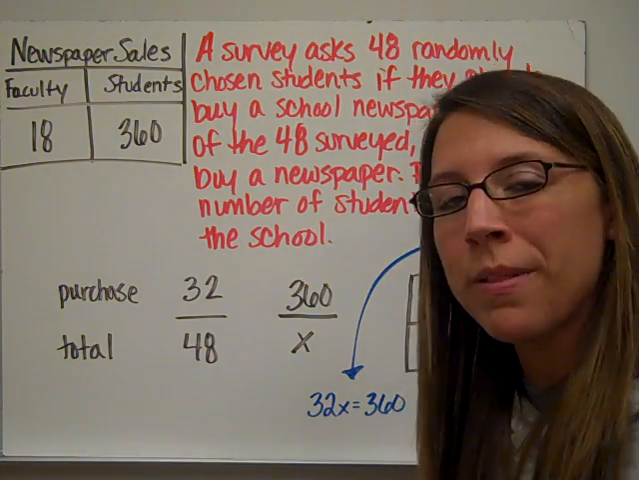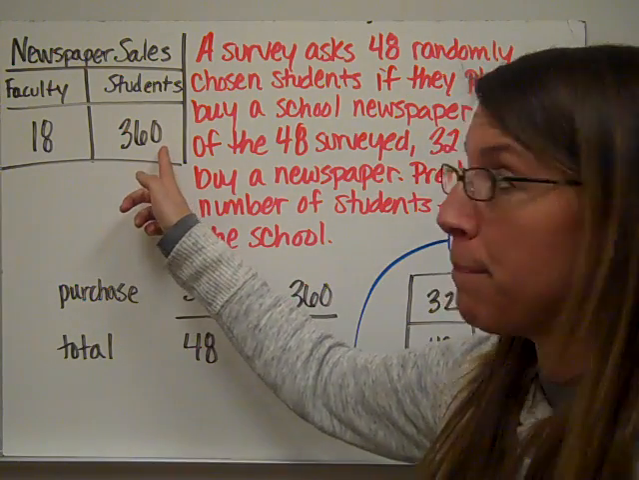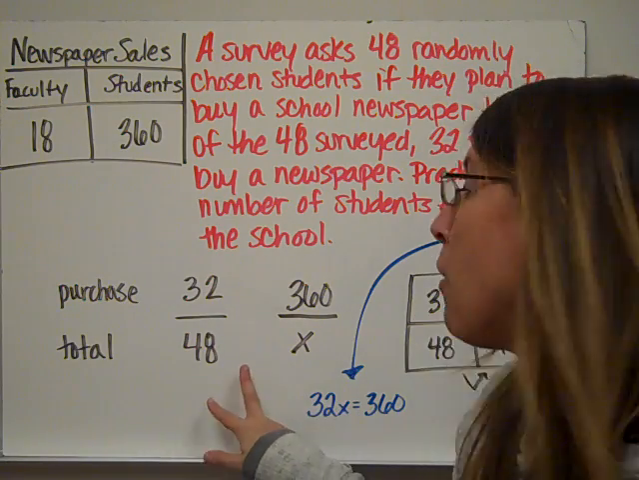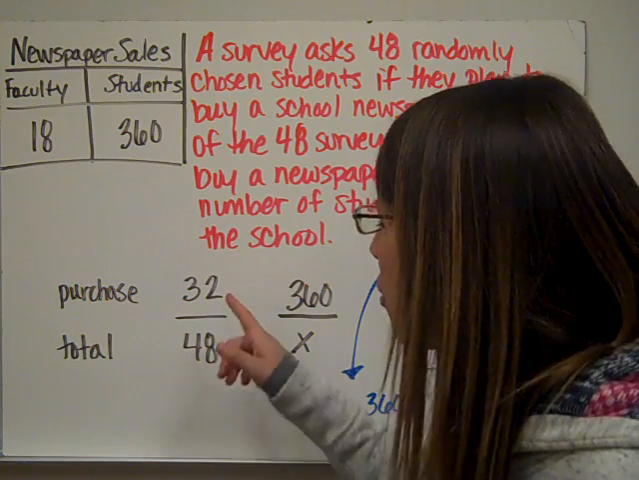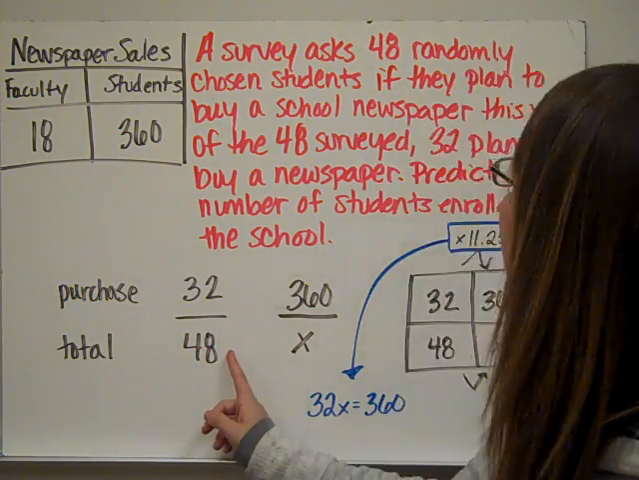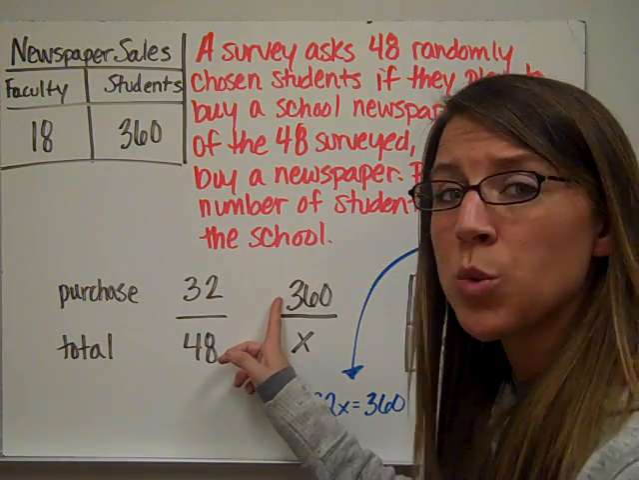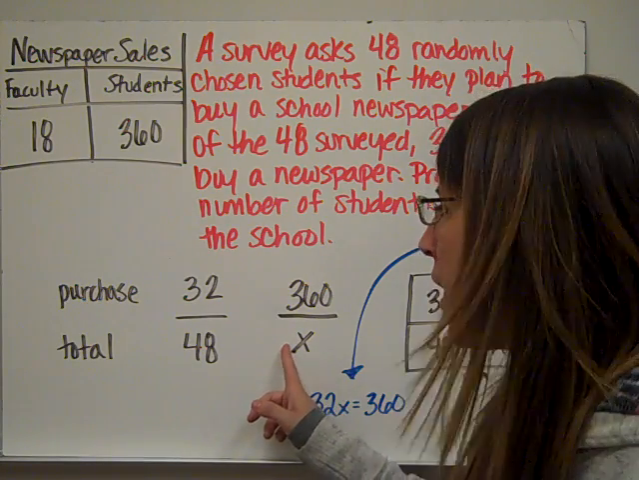So this is kind of like the school play question, where we know how many surveyed said they were going to purchase out of a total, so we can determine how many. So 32 said, yes, I'm going to purchase a newspaper. 48 were randomly chosen. So if 360 actually did purchase, then about how many total students are there?